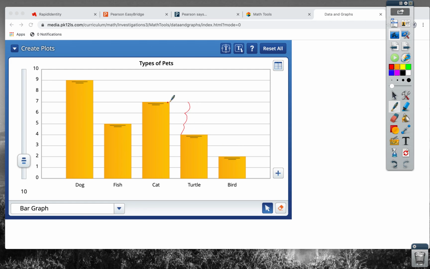So what you could do is take the cat has 7, the turtle has 4, 7 minus 4, the difference is 3. Either way this question is asked, the cat has 3 more than the turtle or the turtle has 3 less than the cat. Subtraction works for either. You just want to start with the greatest number, subtract the least number, and you're going to get the answer to that question.